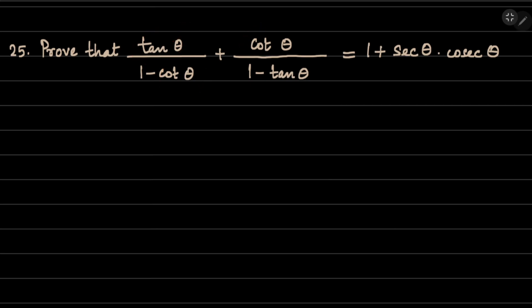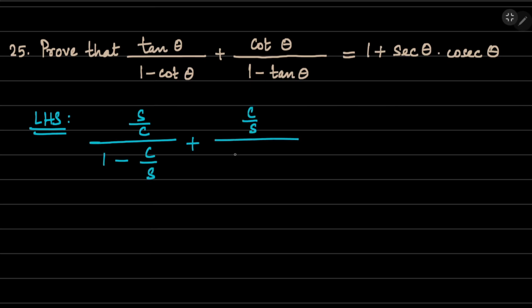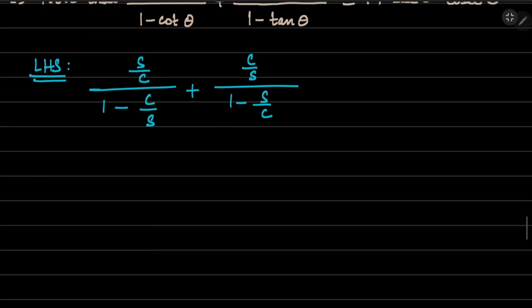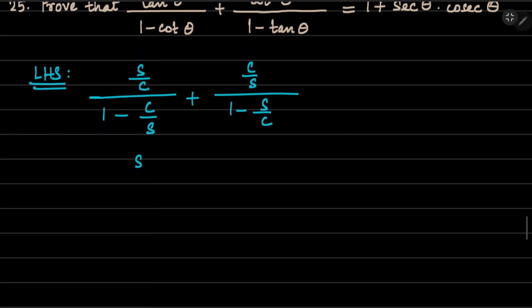So let's do it. Take our LHS. Tan is nothing but sine over cos divided by 1 minus cos over sine, plus cos over sine divided by 1 minus sine by cos. Just be very careful when you're taking the LCM. So here you have sine over cos divided by, sine is the LCM, so you have sine minus cos, plus cos by sine divided by cos minus sine by cos.